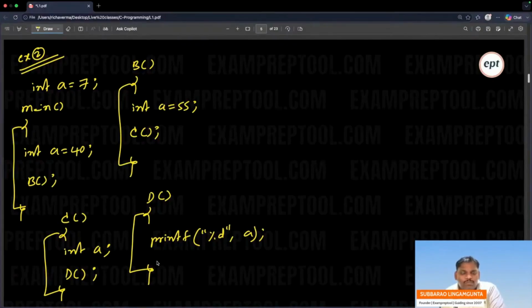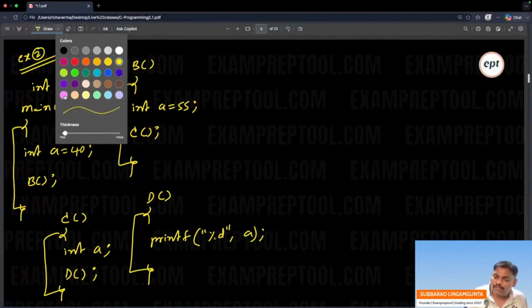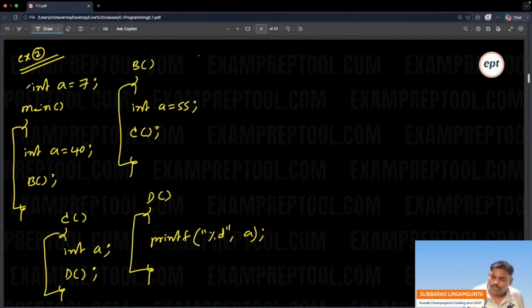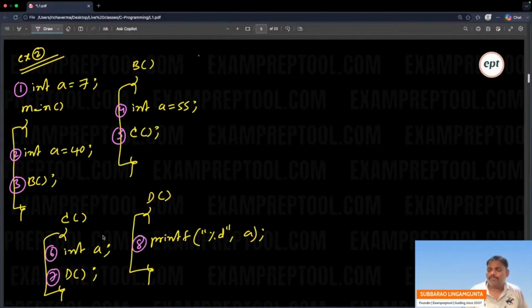Int A is equal to 7. I will give the numbers also so that you will get more clarity. This is the first line. Major lines I am giving numbers. It is the second line. It is the third line. B called, go to the B. It is the fourth line. It is the fifth line. C called, go to the C. It is the sixth line. It is the seventh line. D called, go to the D. It is the eighth line. Lack of space, I adjusted.